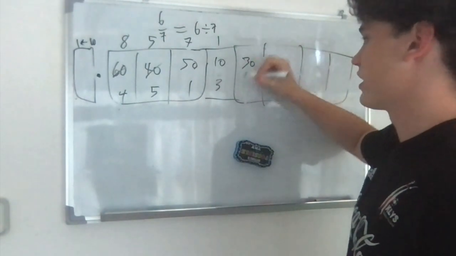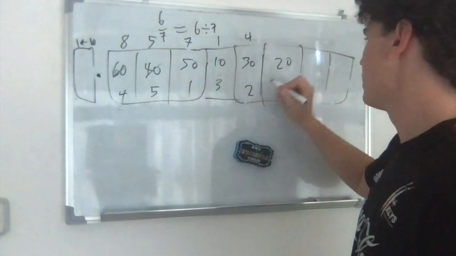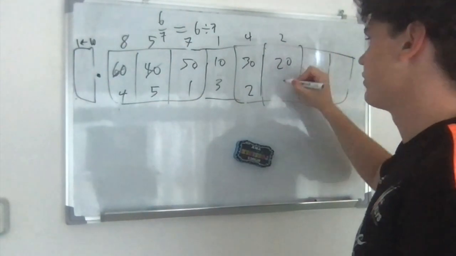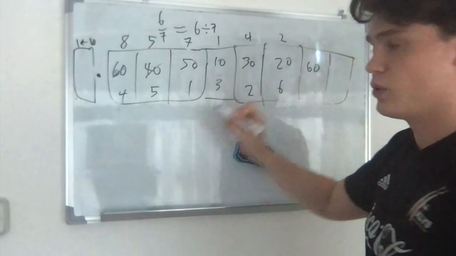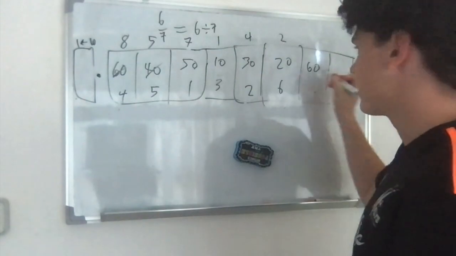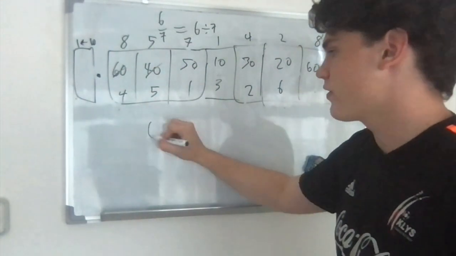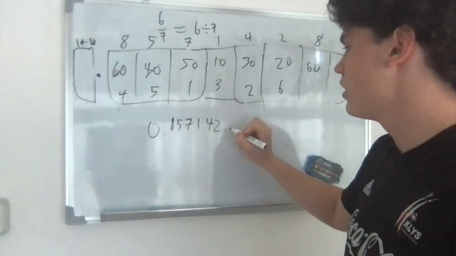So we're going to get that 4. We're going to have 2 there. 20, which 7 goes into twice, which leaves 6, and then that equals 60. Aha, see what we're getting here. Now we get 60, but this is the same as over here, which is 8. So we can actually write this as 0.857142 repeating.